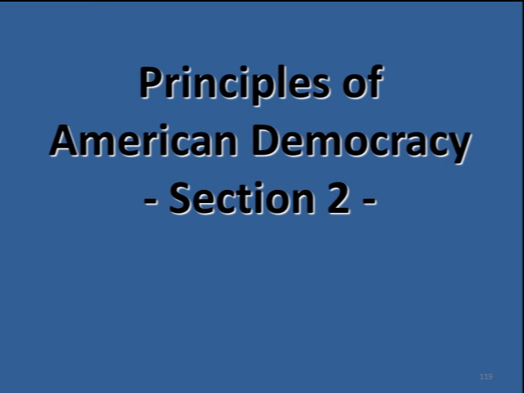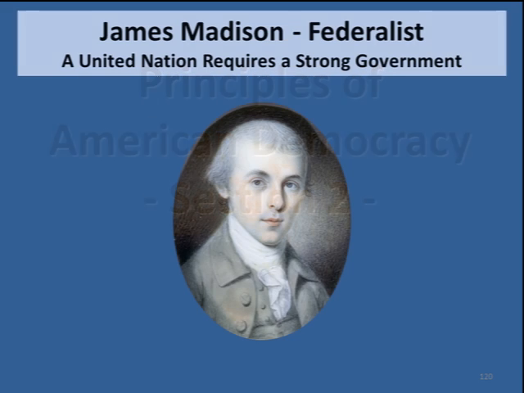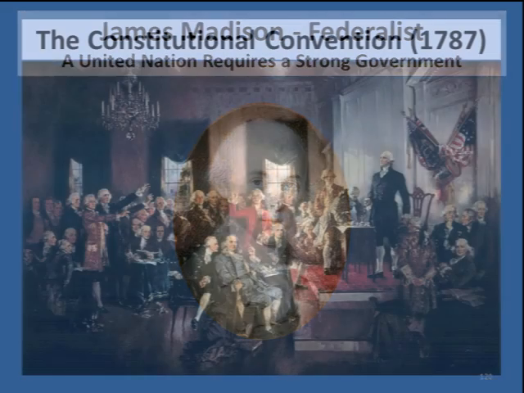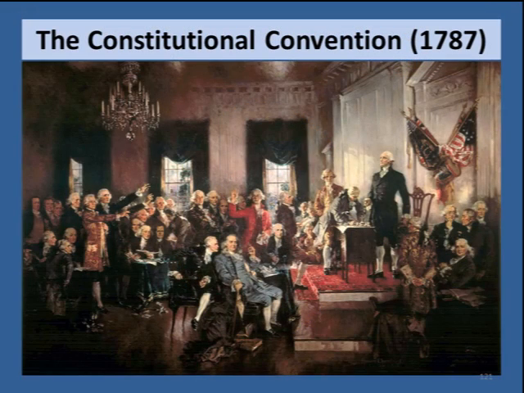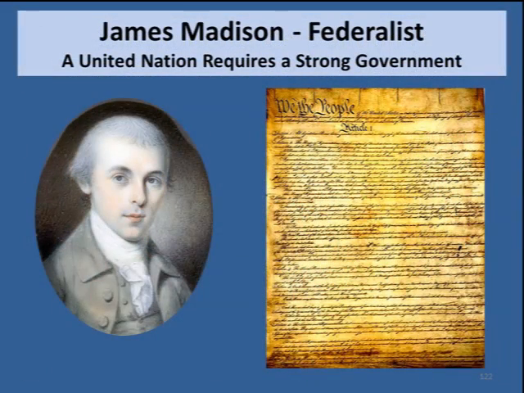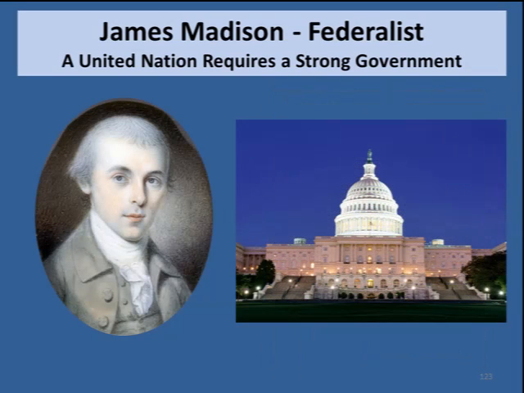Principles of American Democracy, Section 2. We will now begin the second section of Lesson 2. James Madison was the most influential member of the Constitutional Convention and is considered the father of the Constitution. He was also a Federalist. Federalists believed a strong central government was necessary to unite and protect Americans and to properly conduct the nation's foreign affairs.